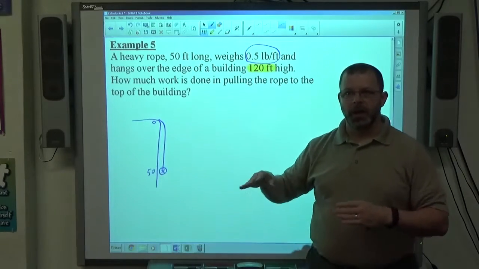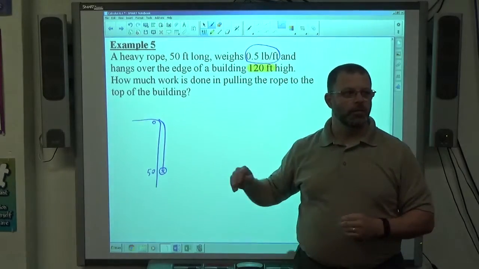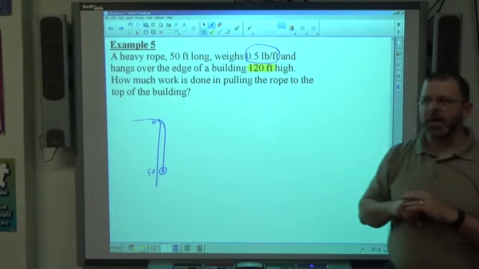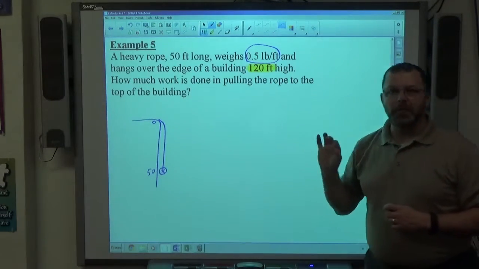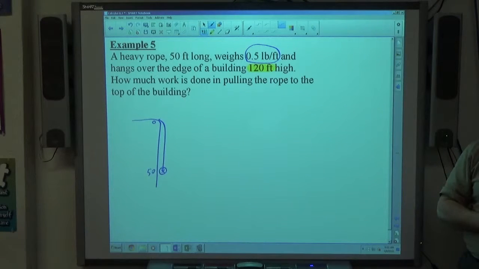But just know that if I move it 10 feet, it's not 0 to 10. It's 40 to 50. Because the weight of the rope is going to be heavier down there than it is up here. So keep that in mind when you're creating these integrals. When the weight of the rope matters, then that's going to affect our weight. Okay? The only thing that weighs anything in this problem is the rope, right? There's nothing attached to the end of the rope.